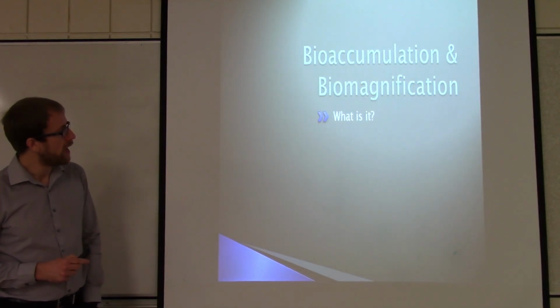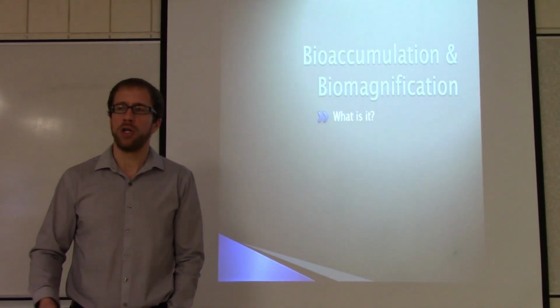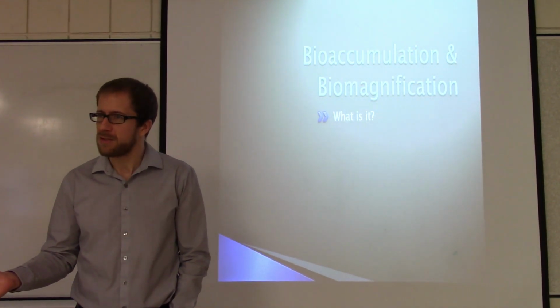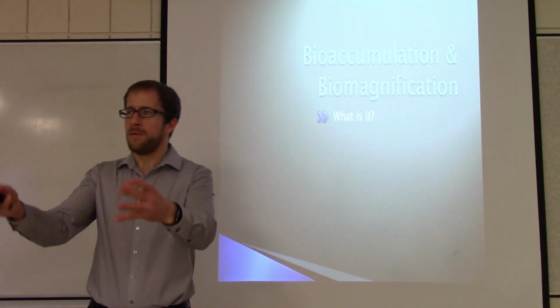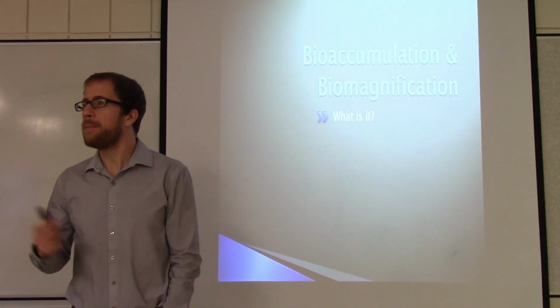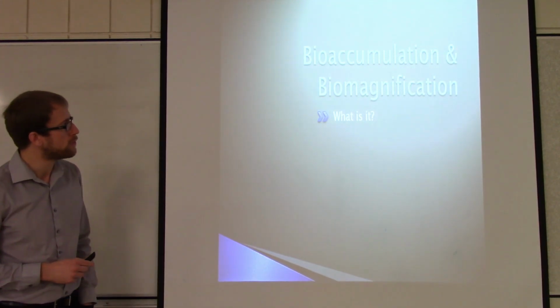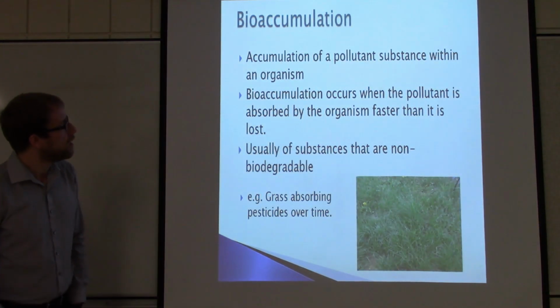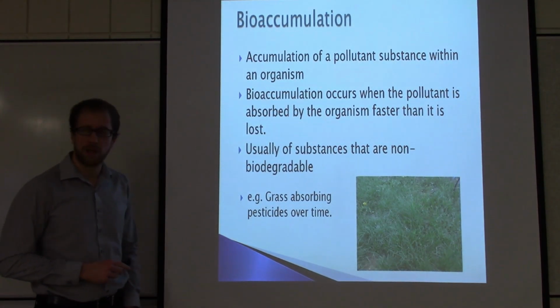Now, we talked about these words already. Bioaccumulation is where life accumulates a substance. Biomagnification is where, up a food chain, that substance will magnify. The amount of that substance will increase from trophic level to trophic level. So bioaccumulation is the accumulation of a pollutant substance within an organism.